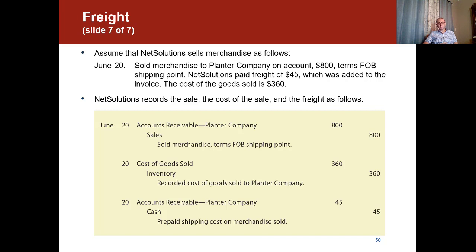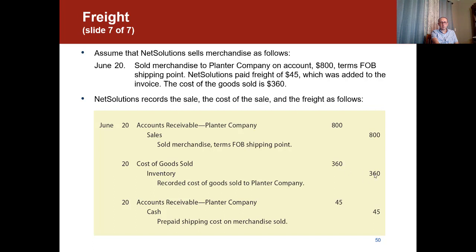So we're going to have the same three journal entries. However, the third journal entry for the freight would be slightly different because we are going to charge it to the client. So instead of having delivery expenses, we're going to have accounts receivable. So the first journal entry is very similar. On June 20th, we debit accounts receivable, credit sales for $800. Remember, accounts receivable is an asset. It's going up. That's why it's on the debit side. Sales is a revenue, and revenues like the credit side. So that's why we have the sales on the credit side for the full selling price.